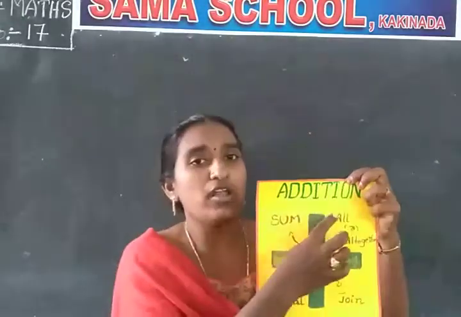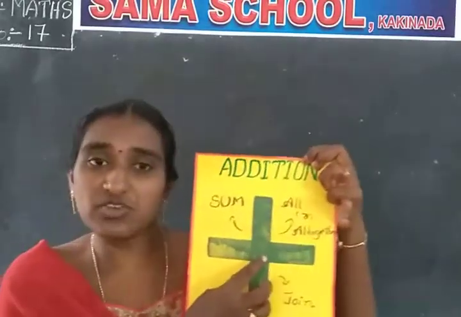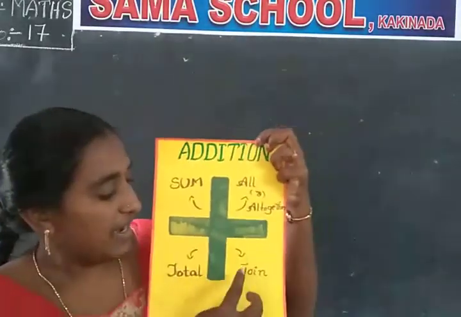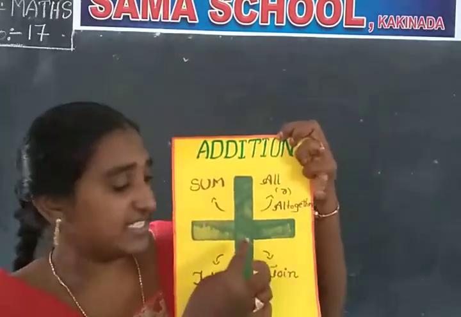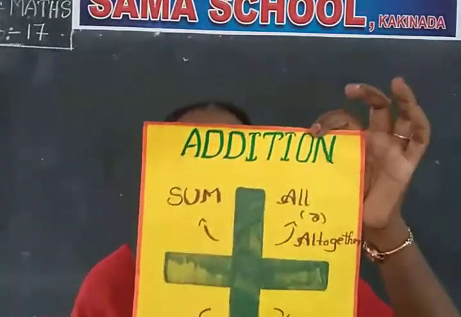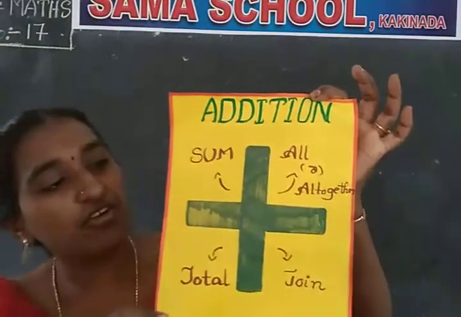Or find all, or all together, then also you have to use the plus symbol, and join the items and find the value. If the question is given like this, then also you have to use this plus symbol. You observe this chart, all of you, carefully.